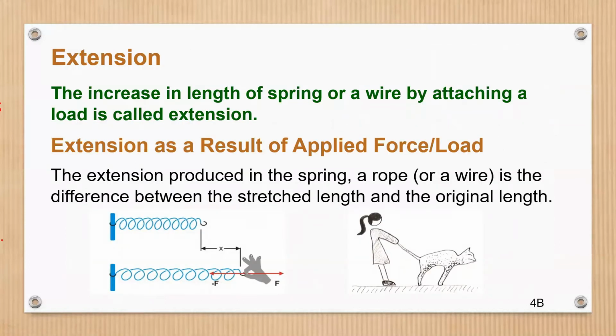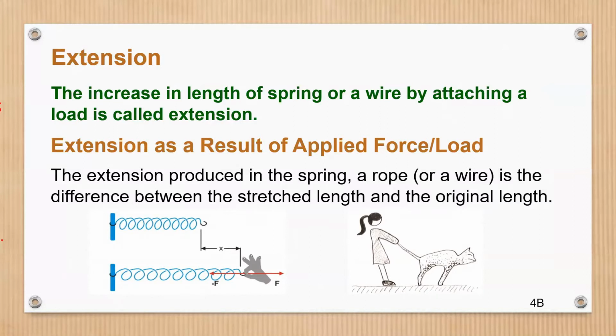Now we are going to see the relationship between force and extension. In Hooke's law, the force is proportional to extension when a material is stretched. This means that the extension of a material increases linearly with the amount of force applied. The increase in length of a spring or a wire by attaching a load is called extension.